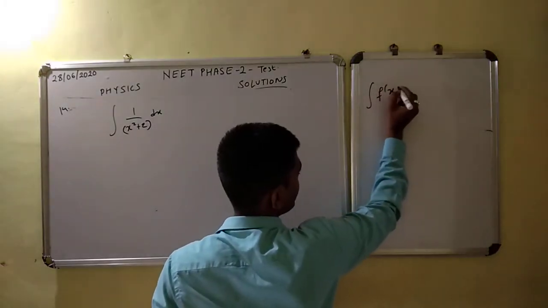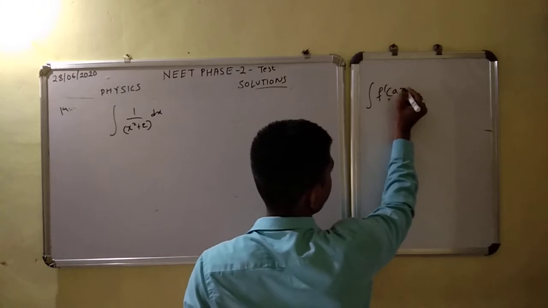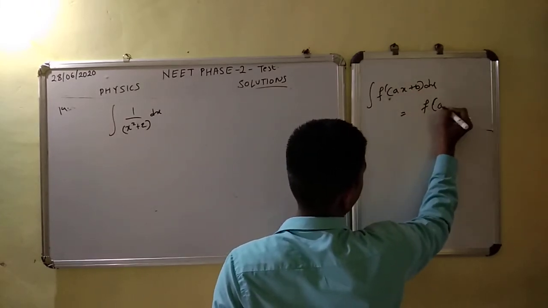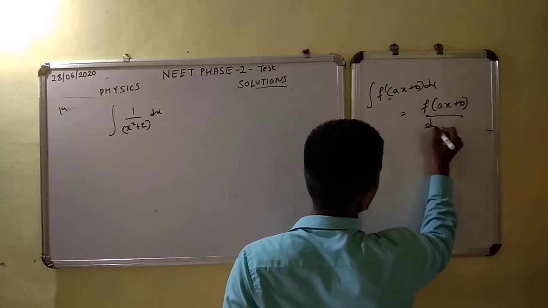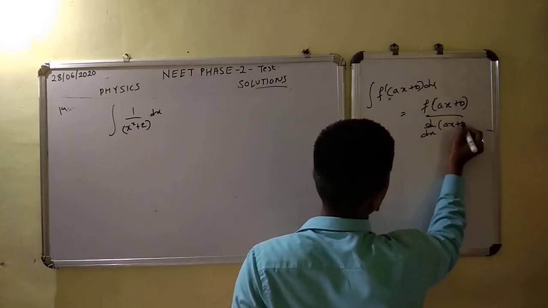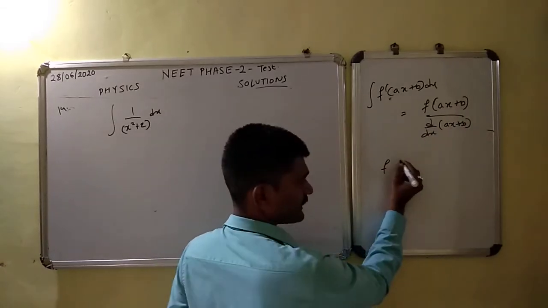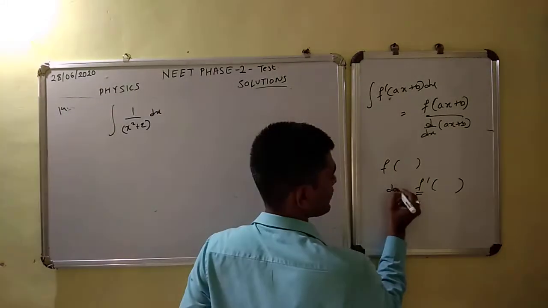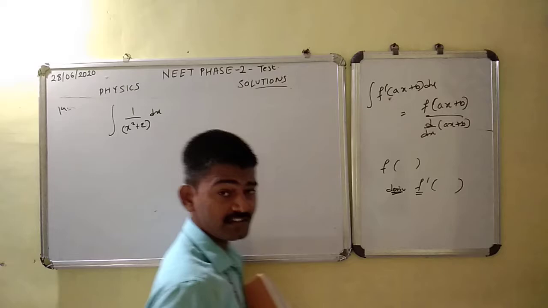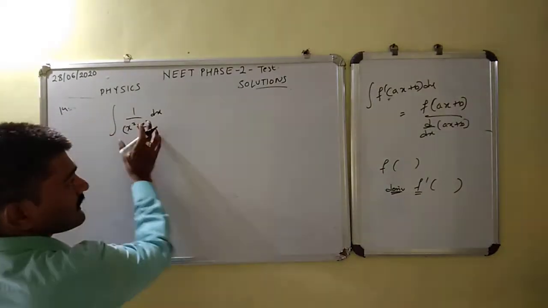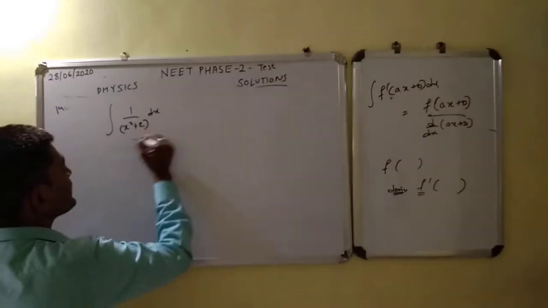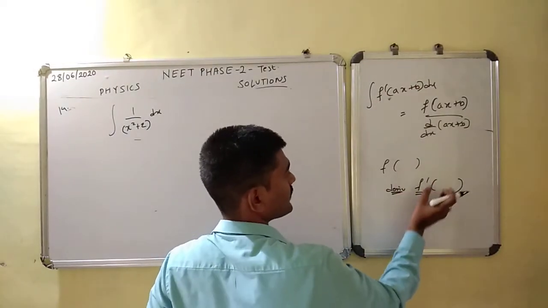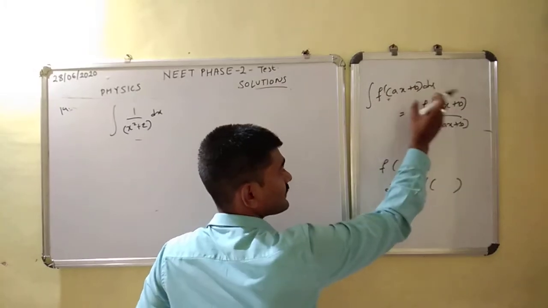Integration of f dash of ax plus b will be equal to f of ax plus b upon d dx of ax plus b. Okay, f of anything means what? Main function, and f dash means what? It is the derivative. F dash means, always remember, it is the derivative. Now in the question, this part is actually the derivative of some term which is to be written here.